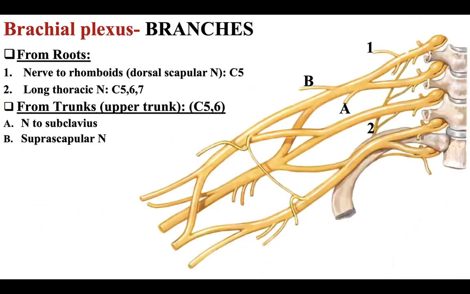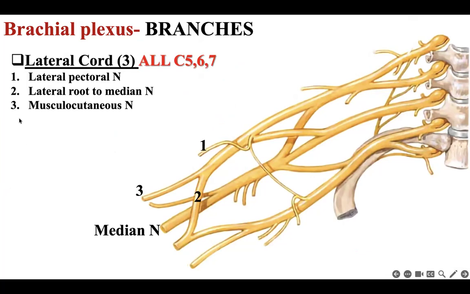We have branches from the roots C5, C6 and C7, which is the long thoracic nerve. C5 alone is the dorsal scapular nerve. This is from the roots. From the upper trunk, the roots C5 and C6, we have the nerve to subclavius and the suprascapular nerve.